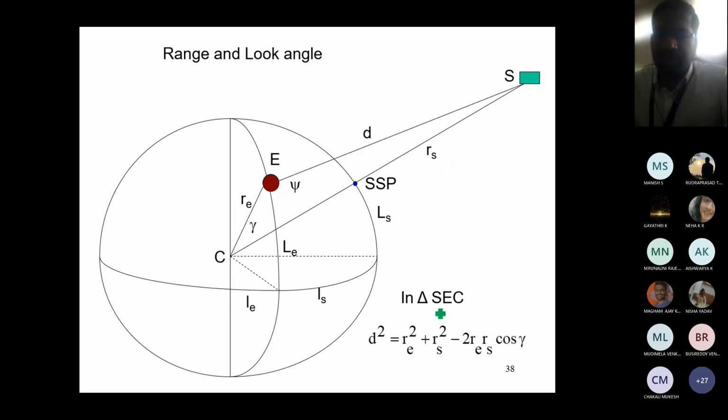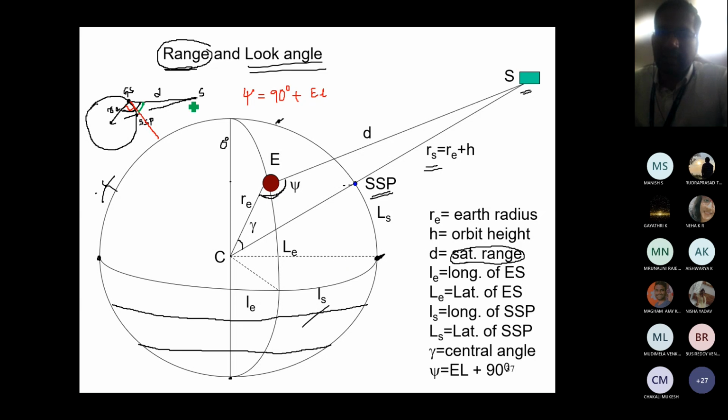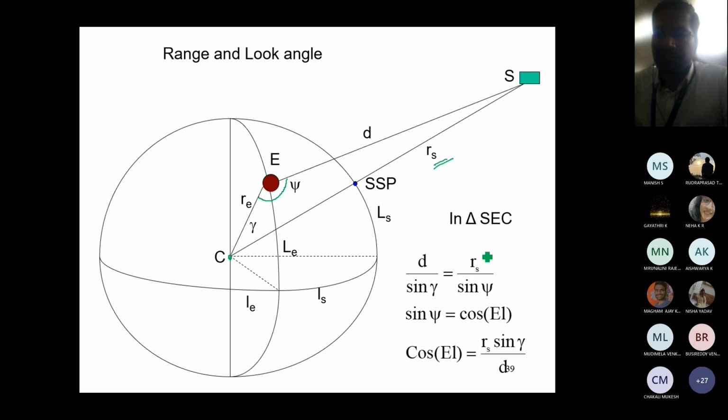Correct? Previously, if you see this angle, I have written psi is equal to 90 degree plus elevation. So I can write sine psi is equal to sine of 90 degree plus elevation. So what is sine 90 degree plus theta? Sine 90 degree plus theta is nothing but cos theta. So I can write sine psi is equal to cos elevation. So that is what has been written in this case, sine psi is equal to cos elevation.